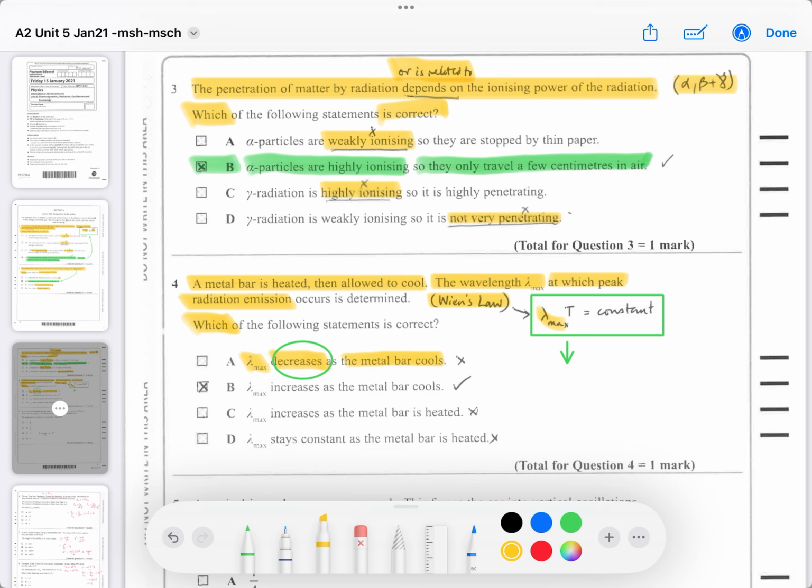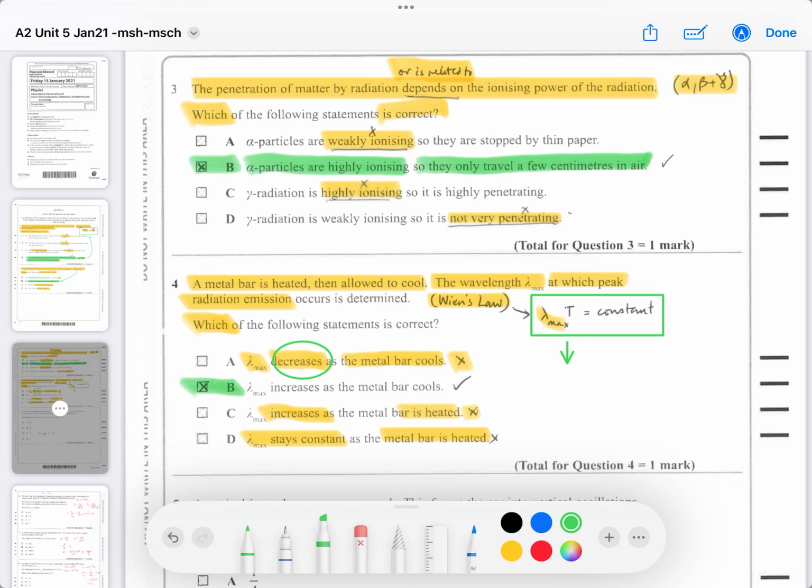C then says lambda increases as the metal bar is heated. If one goes up, the other goes down. Well, these are both going up, so it can't be correct. Okay? So this is wrong and this is wrong. And D says lambda stays constant. Well, that can't be right if the metal bar is heated. The heat is what changes the lambda max. So the only answer can be B.